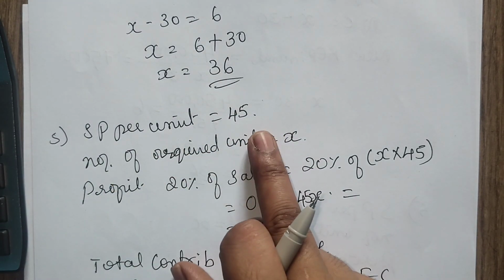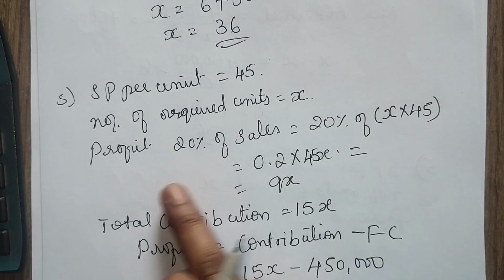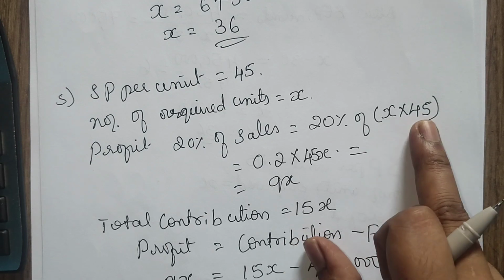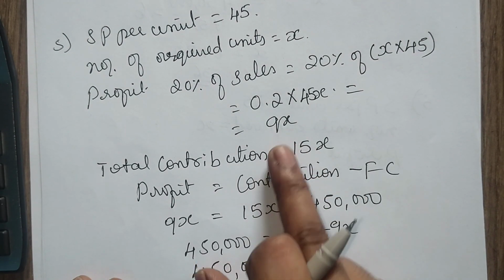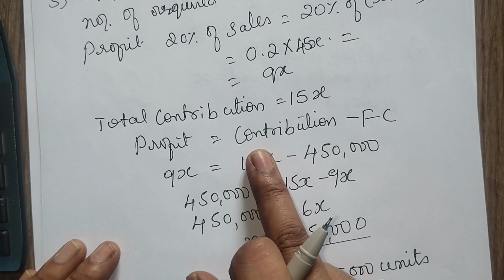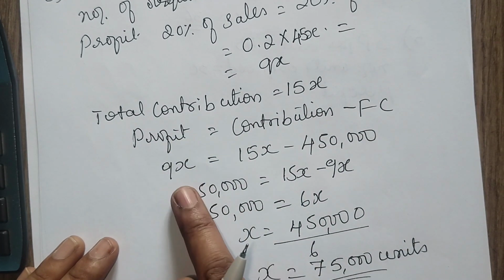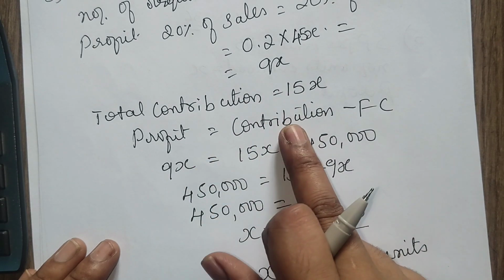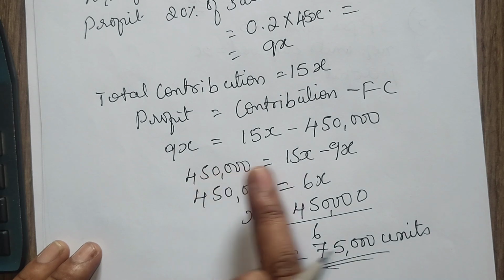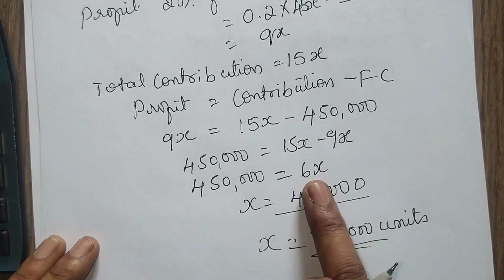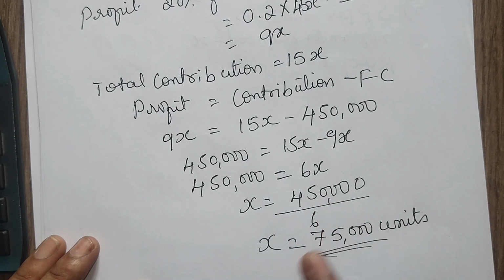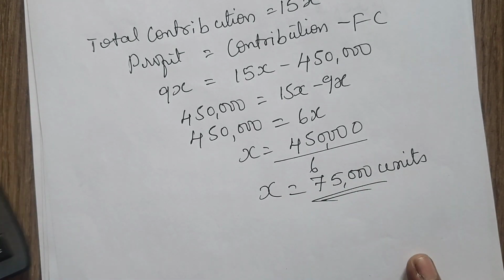Selling price per unit is 45. Number of required unit is x. Profit of 20% of sales, that is 20% of x into units into selling price per unit. 9x, profit will be 9x. Total contribution is 15x. Profit is equal to contribution minus fixed cost. Profit we have calculated as 9x. Contribution as 15x. Fixed cost is 4,50,000. 4,50,000 is equal to 15x minus 9x is 6x. We need to find out x. That is 4,50,000 divided by 6 is 75,000 units.